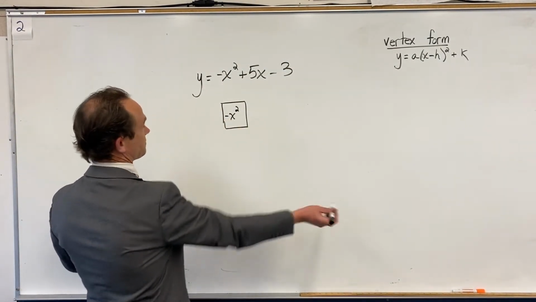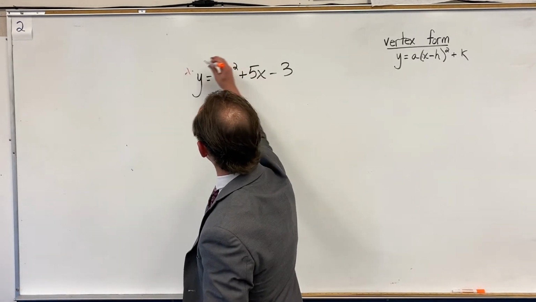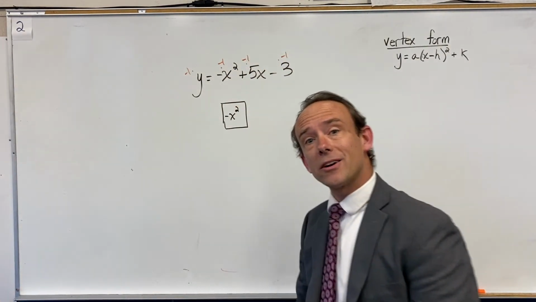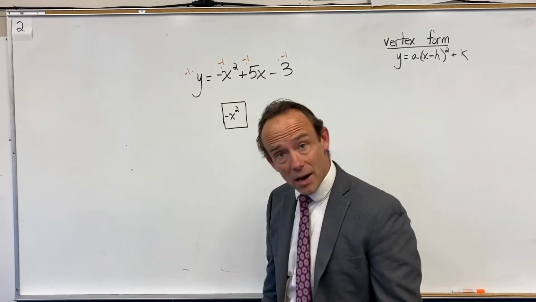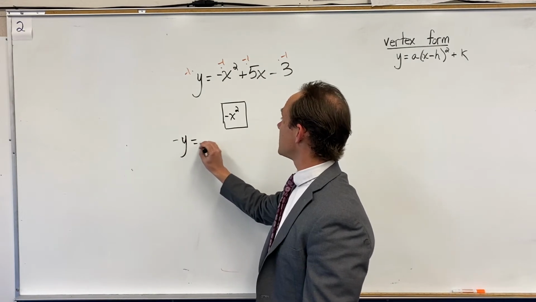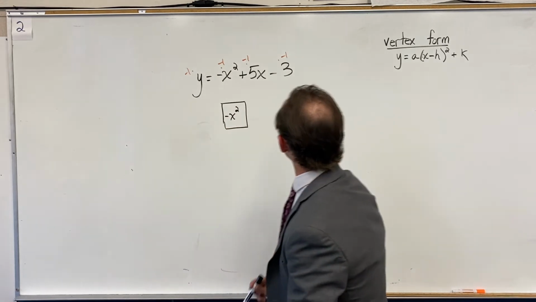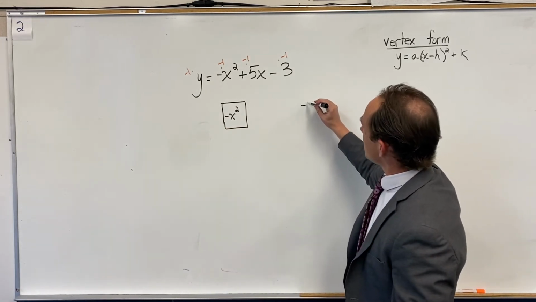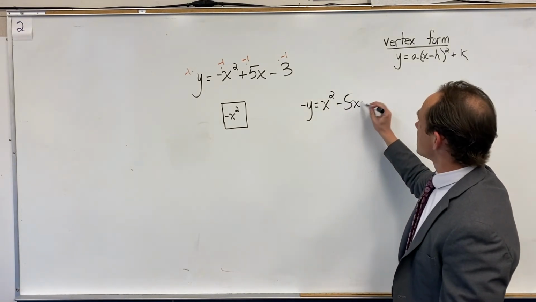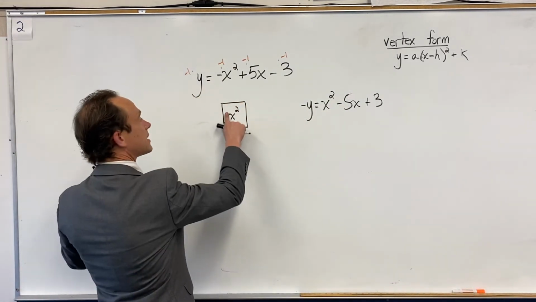So let's finish the problem. The first thing we want to do on this one is multiply everything by -1. Every term gets multiplied by -1. Because what that'll do is make our x squared positive, and then we'll be in really good shape. So now it's going to be -y is equal to x squared minus 5x plus 3. Okay, so now we can complete the square, because now that's a positive x squared.